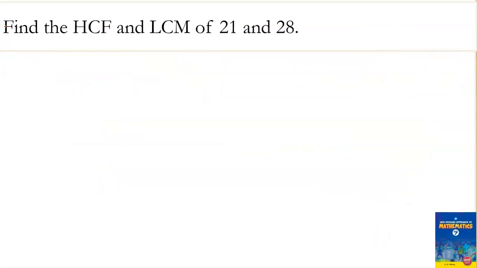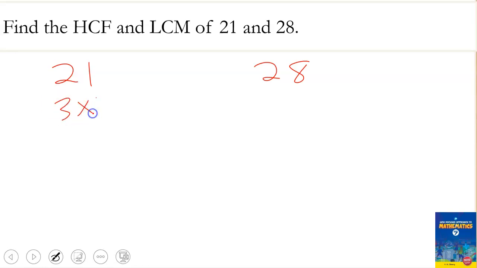Now, we want to find the HCF and LCM of 21 and 28. Again, you can try generating the prime factors of 21 yourself, and then you can do the same thing for 28 yourself as well. Now for 21, we know you're going to just get 3 times 7. Then for 28, you get 2 exponent 2 times 7 as well.